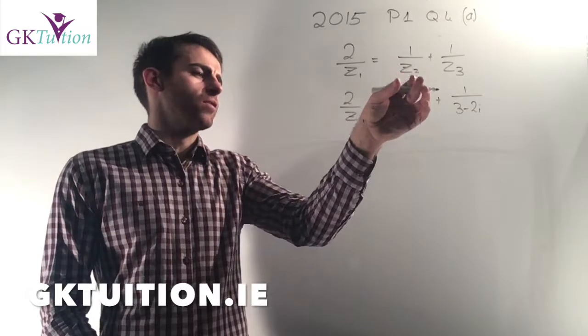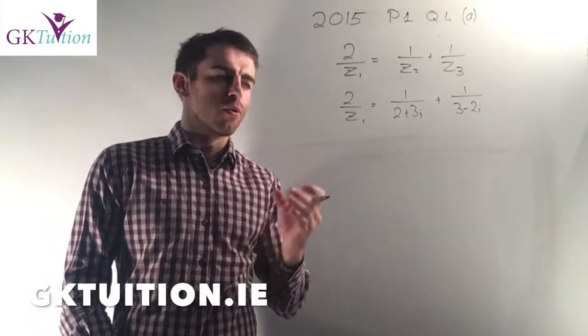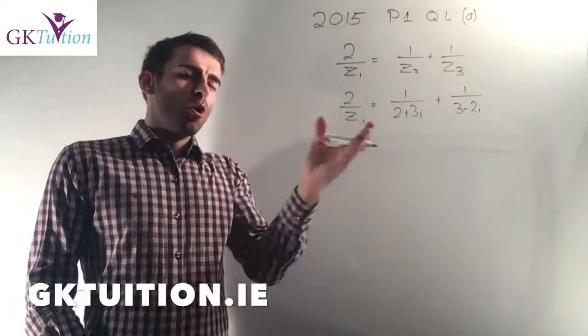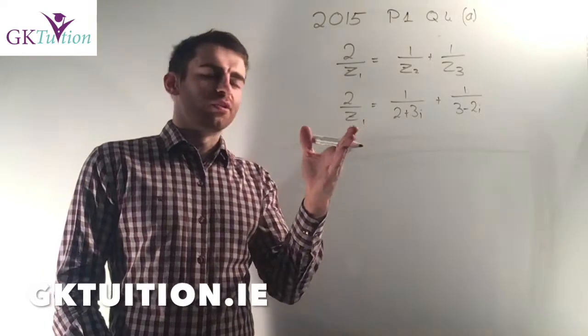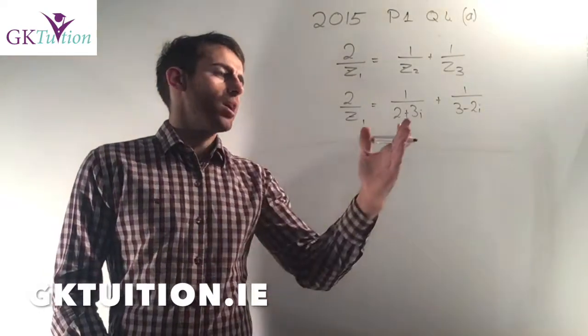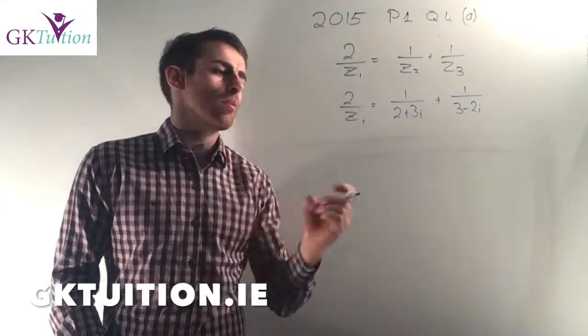So you should recognize that I've subbed in for Z2 and I've subbed in for Z3. I've got one equation, one unknown, so I'll be able to simplify this and find my Z1. Now for the moment there's nothing we can do with the left hand side, so what I'm going to do is ignore the left hand side and just worry about my right hand side. If I'm adding or subtracting fractions, the easiest thing to do is to get a common denominator.